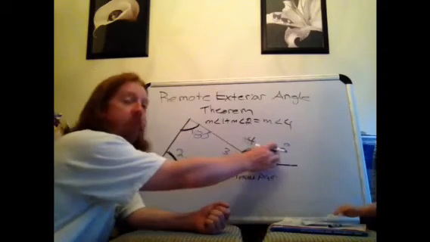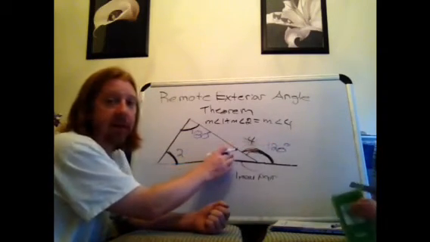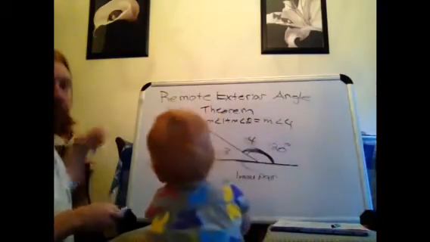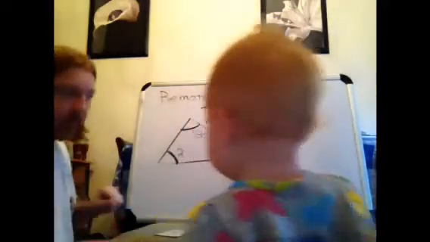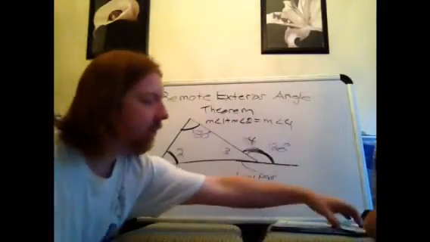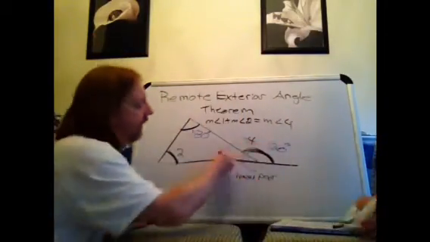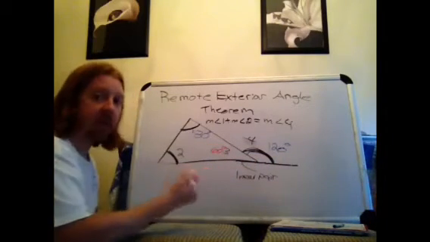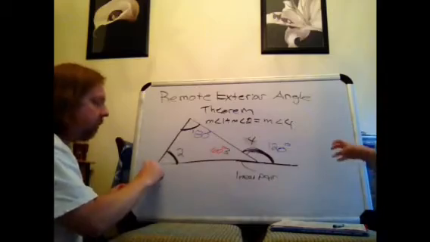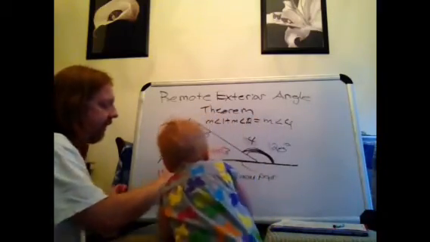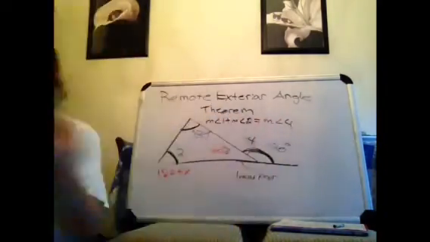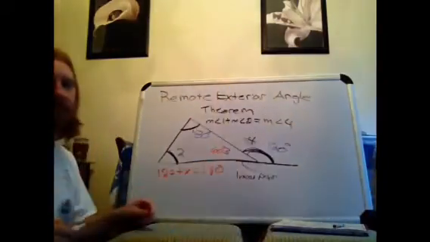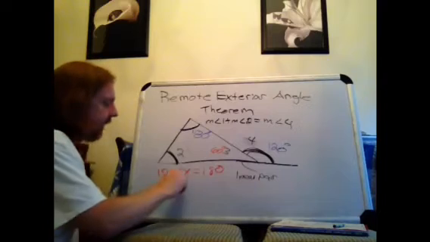Anyway, so 120 out here. Now we know what this angle here would have to be. It makes a line, right? So since there's a straight line here, that's going to be 60. And think about that. 120 plus x is equal to 180. Solve it for x.